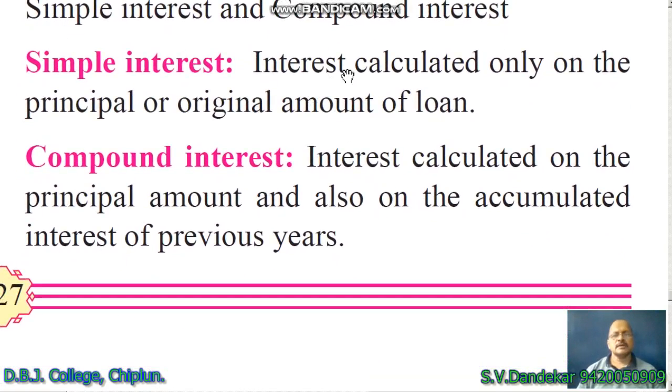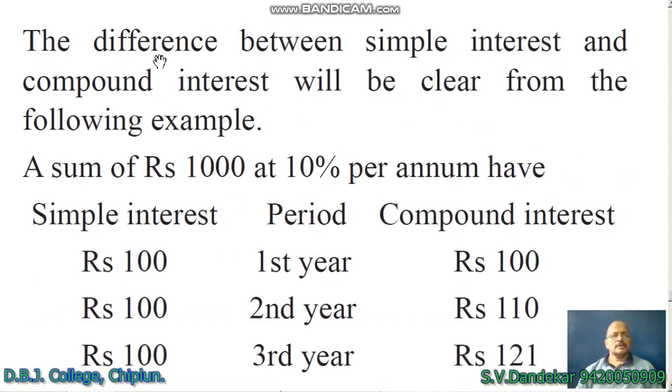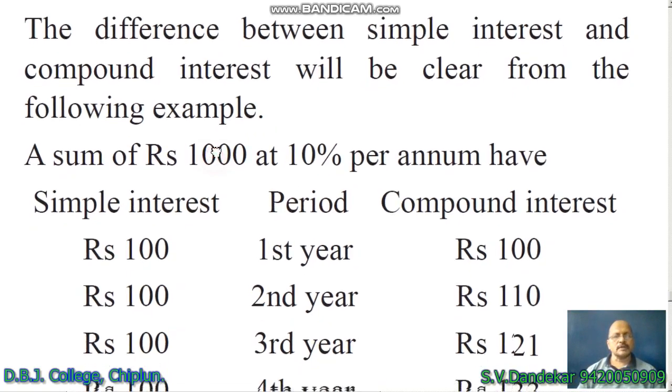Simple interest is calculated only on the principal or the original amount of loan or deposit. Compound interest is calculated on the principal amount and on the accumulated interest of previous years. The difference between simple interest and compound interest will be clear from the following example.